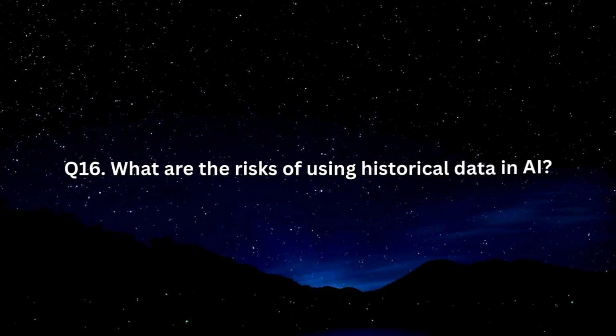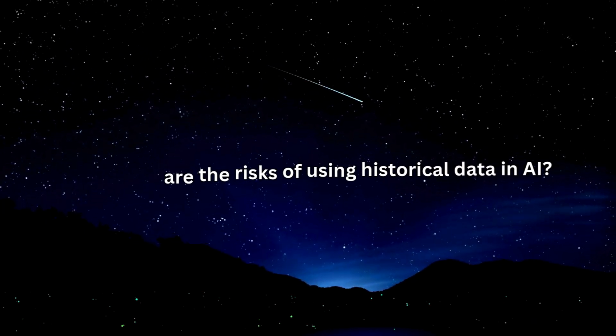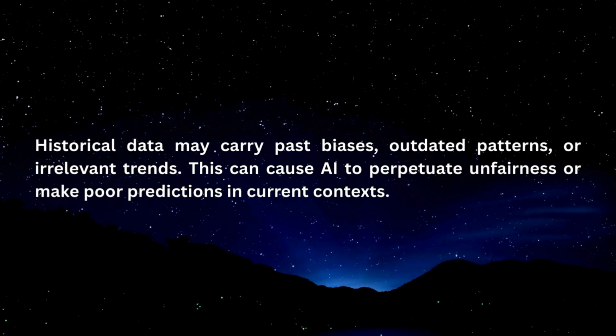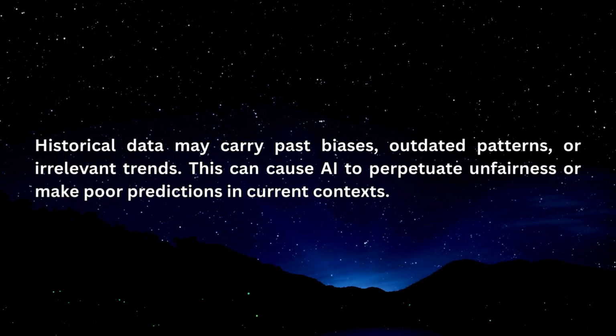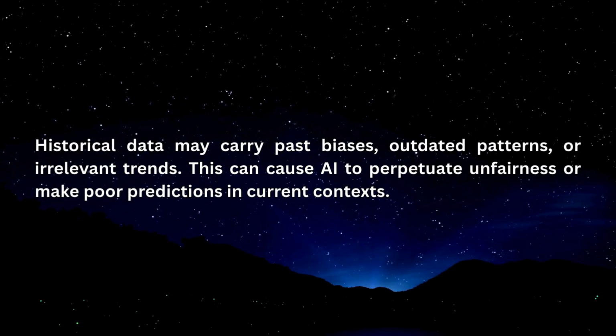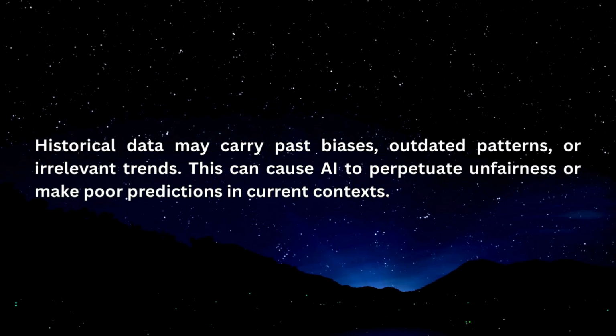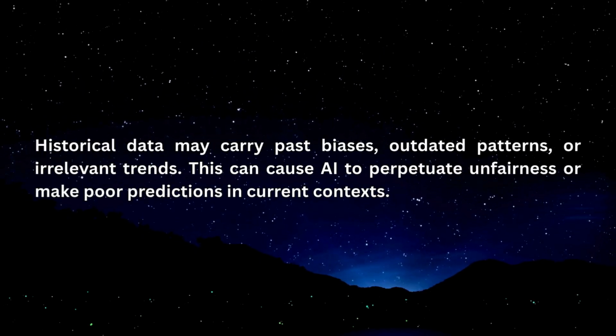What are the risks of using historical data in AI? Historical data may carry past biases, outdated patterns, or irrelevant trends. This can cause AI to perpetuate unfairness or make poor predictions in current context.